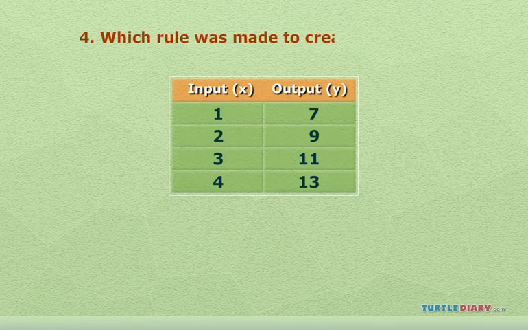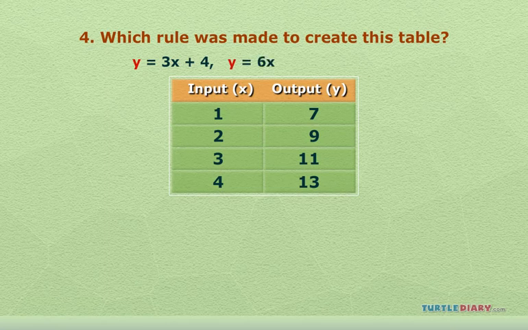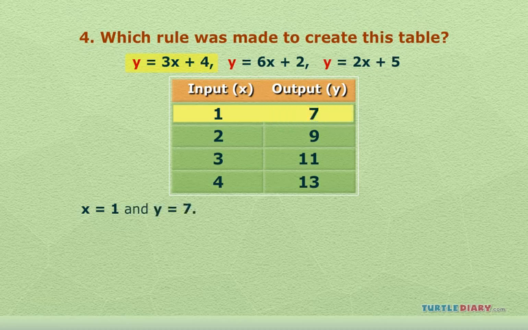Which rule was made to create this table? y equals 3x plus 4. y equals 6x plus 2. y equals 2x plus 5. Notice that the input is x and the output is y. To see which rule was used to create the table, we must test the pairs of input-outputs, x, y's, in the different equations. Let's test the first pair. x equals 1 and y equals 7.